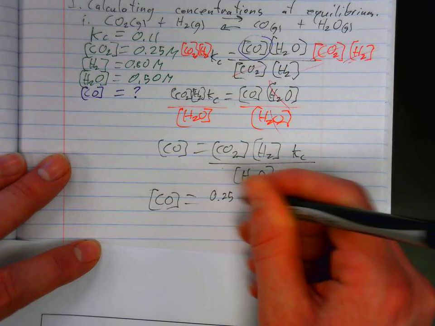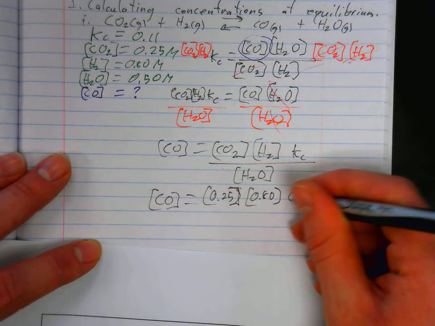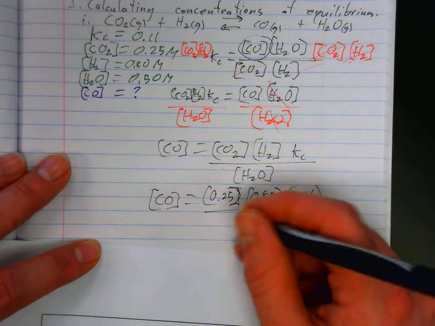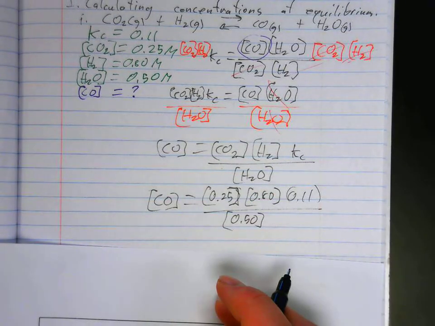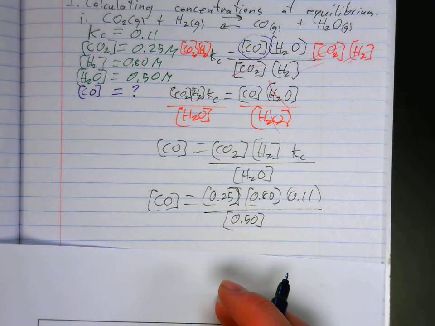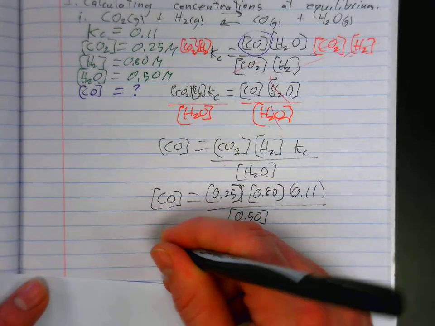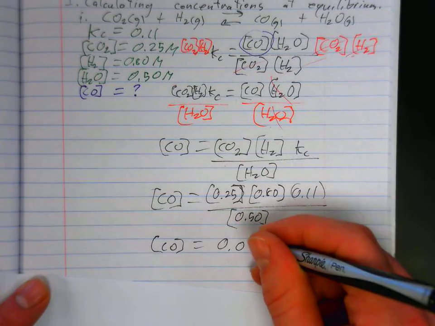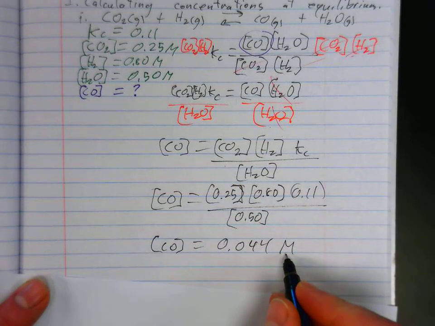Now we need to plug in the numbers and calculate: 0.25. We don't include the units, the concentration numbers. 0.80, the constant, divided by the H2O concentration, 0.50. All right, so we do that, and that comes out to 0.44. And now we can replace the unit again. The unit is molarity, since the brackets mean concentration and molarity.